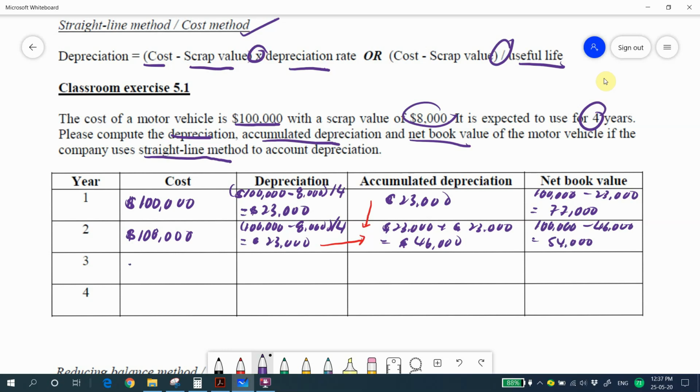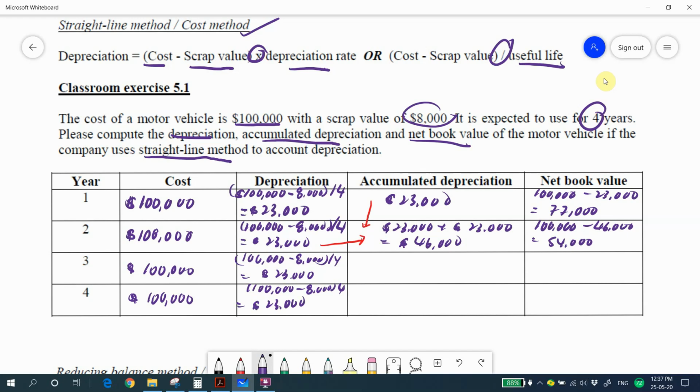For year 3 and year 4, the cost will be the same, 100,000, because the cost of the asset will not change over the period. If you're using the straight line method, you can see that the depreciation is the same over the useful life of the asset. Why? Because the inputs in the formula are fixed. We will not change the cost, and we will not change the scrap value. Since the inputs in the formula will not change over the use of the asset, your depreciation amount will be the same over the period.